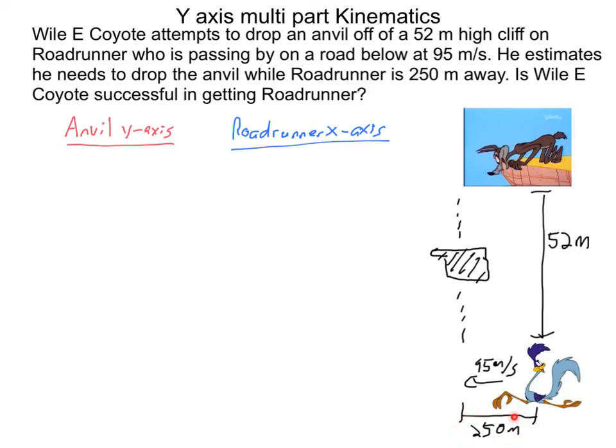Because if Roadrunner goes further than 250 meters in the amount of time it takes for the anvil to fall, then Roadrunner is able to escape underneath. On the other hand, if Roadrunner is almost right around 250 meters, then he's probably going to get hit. Or Wile E. Coyote might have dropped it too early. If the anvil falls and Roadrunner has only covered, let's say, 200 meters in that amount of time, then he's still going to be safe. The anvil will land in front of him. So let's start out solving for how long it will take the anvil to fall.